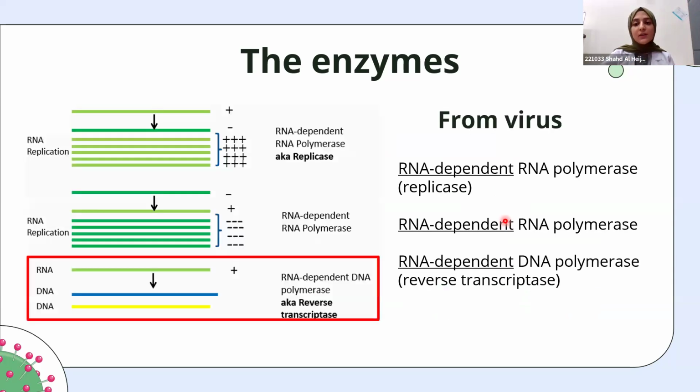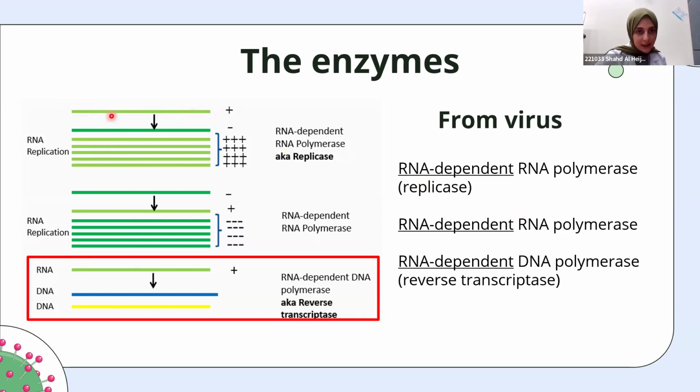Now we have enzymes supplied by the virus. The enzymes should come with the virus itself or be made by the virus, but not from the host cell. Basically, here we have RNA polymerase that is dependent on RNA. So we're making RNA from RNA. This is the replicase enzyme.